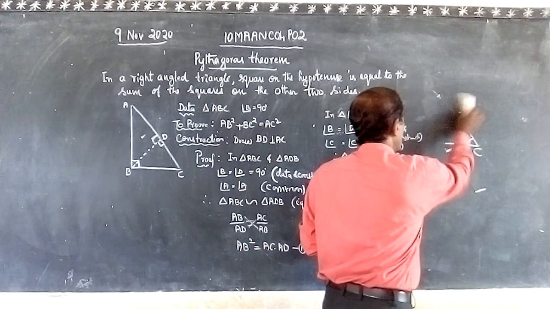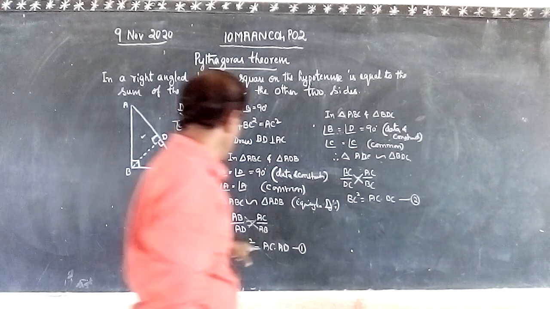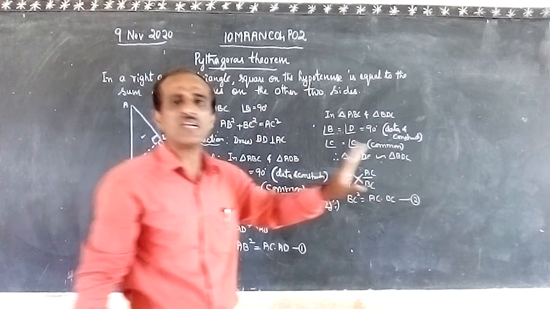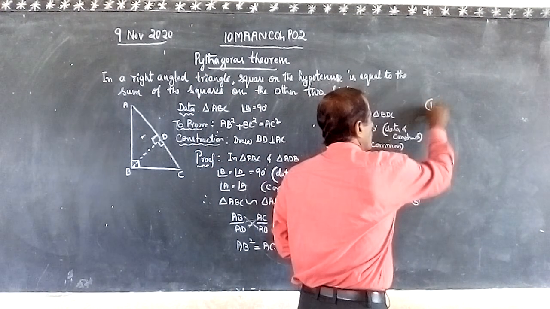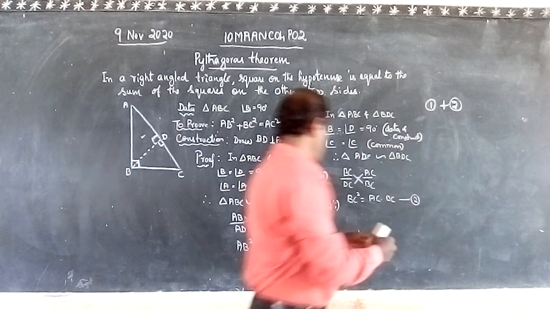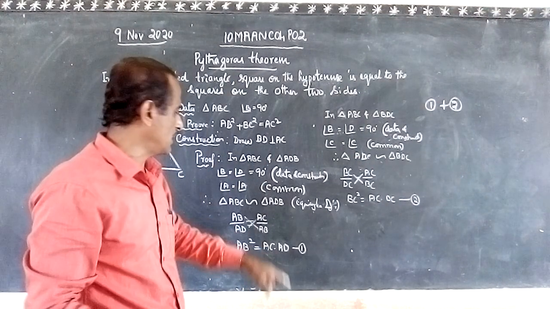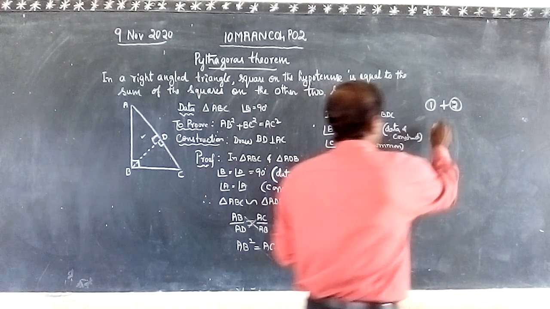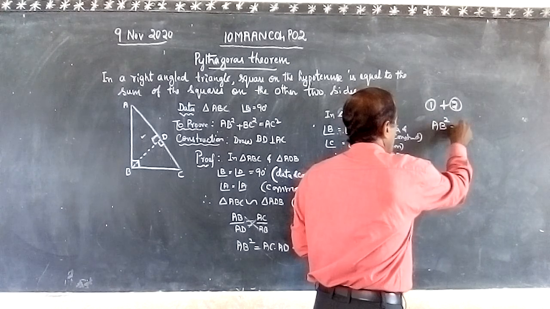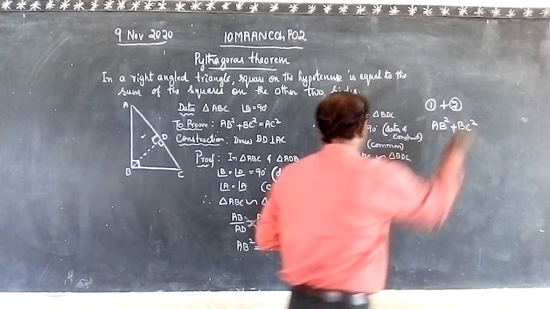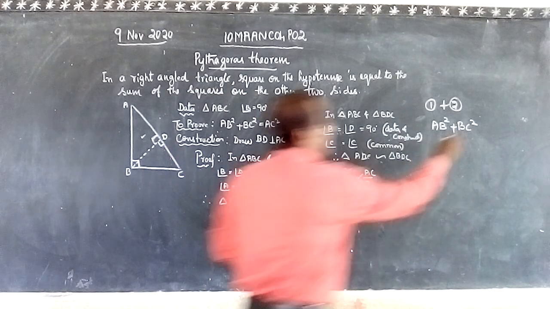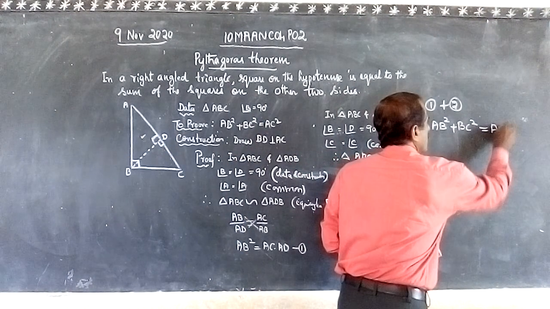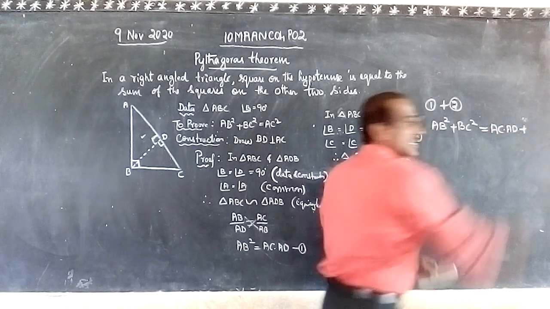Now, so we will prove like this. Equation 1: AB square is equal to AC into AD. Equation 2: BC square is equal to AC into DC. Very simple theorem if you learn. Now let us add both equations, 1 and 2. If you add, what happens? Let us add the sides. Left hand side: AB square plus BC square. What is on the right hand side? AC into AD plus AC into DC.